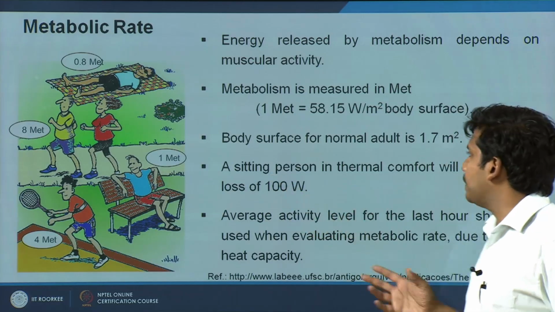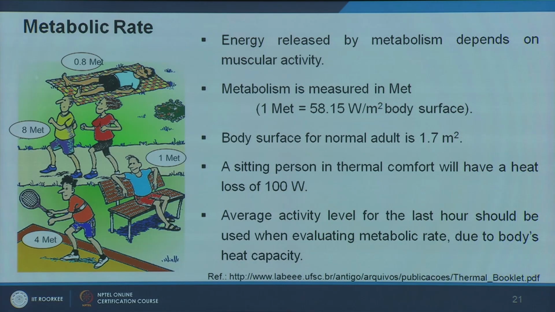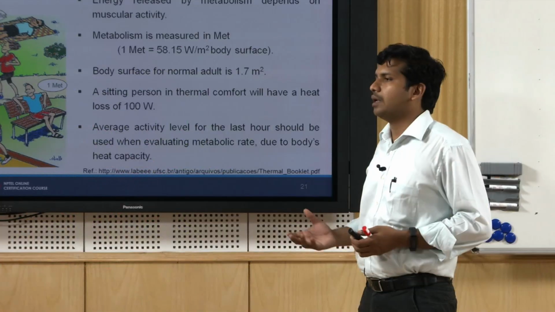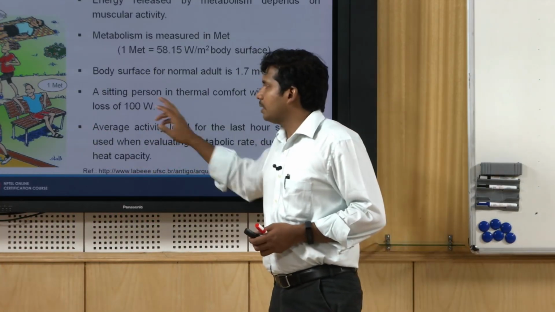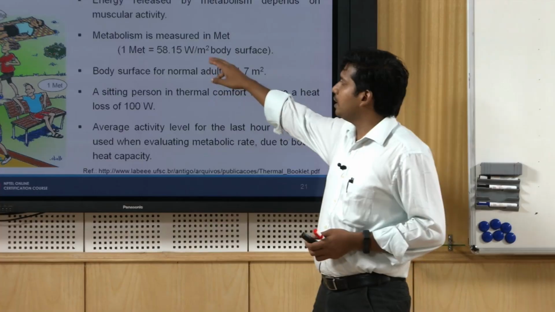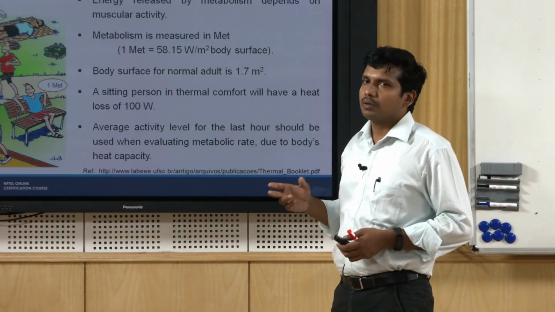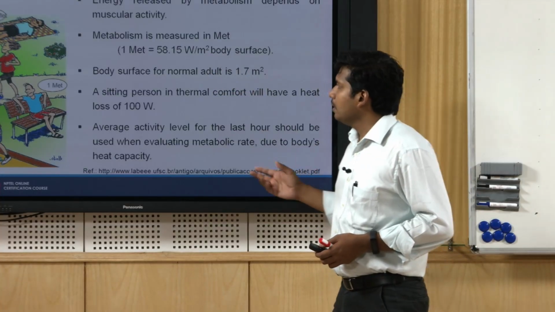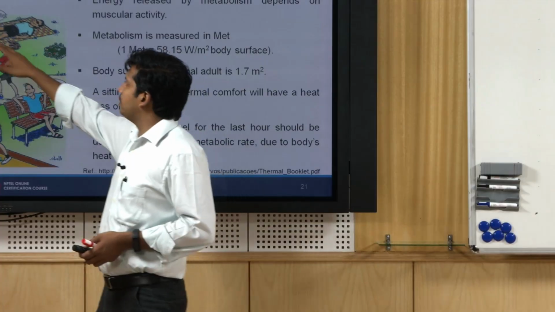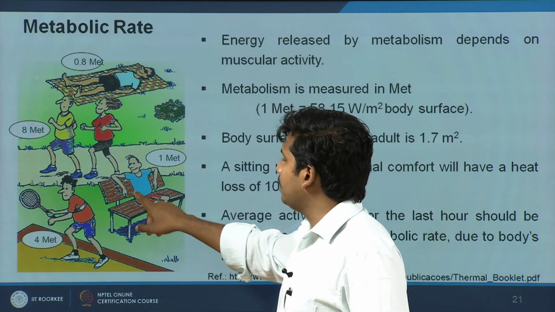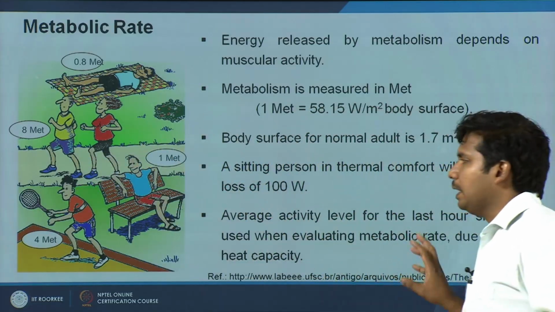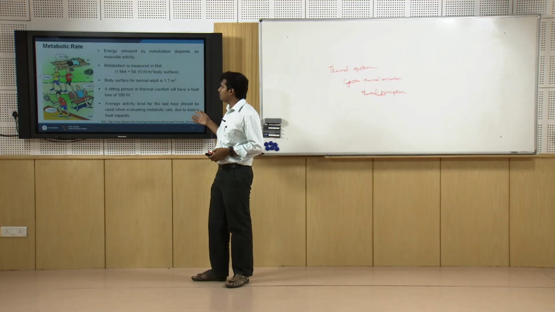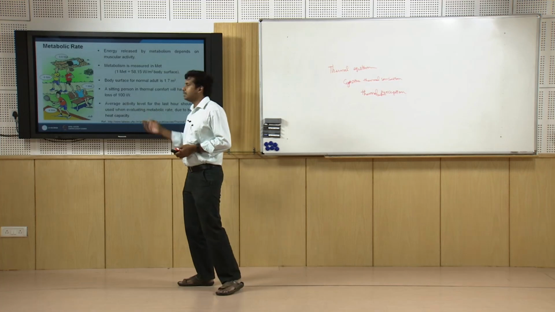If you take a sitting person doing sedentary activity, say in an office or a classroom, listening to something, doing typical computer-based office work, you will have a heat loss of around 100 watts. So effectively the MET value will be around 1.5, 1.6. It will change: if you are sleeping it will be 0.8 MET, if you are sitting it will be close to 1 MET, and playing or jogging each has a different metabolic activity. So the average activity level varies for each of these activities.